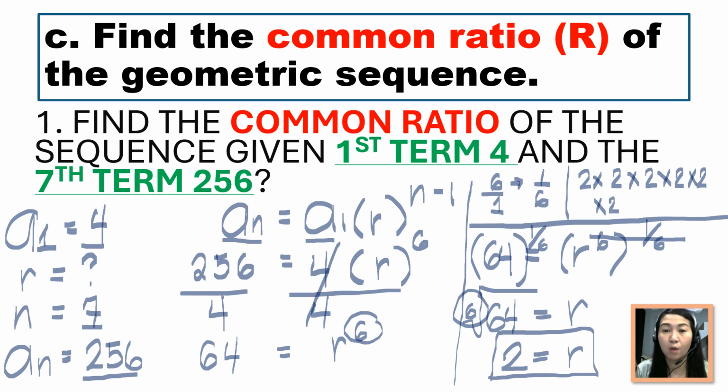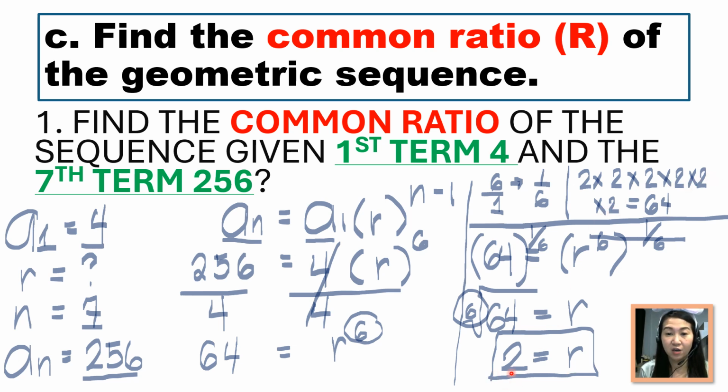2 times 2, that will be 4. 4 times 2, that will be 8. 8 times 2, that will be 16. 16 times 2, that will be 32. And 32 times 2, that would give us 64. So we multiplied 2 6 times to itself. So we have here 1, 2, 3, 4, 5, 6.